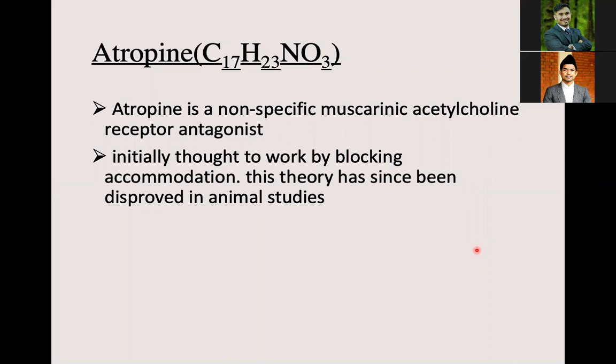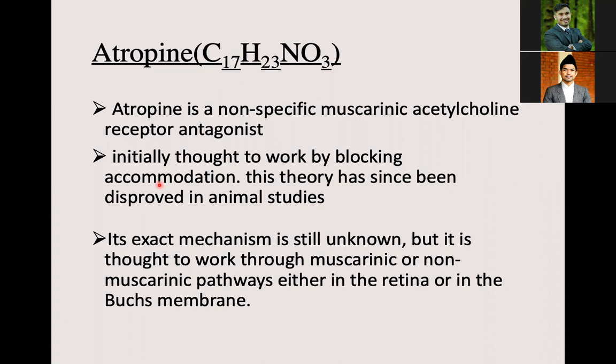Atropine is a non-specific muscarinic acetylcholine receptor antagonist, initially thought to work by blocking accommodation. Some years ago, 2-3 years before, it was thought that atropine works by preventing accommodation. But this theory has been disproved in animal studies. Accommodation has no role in the control of myopia with atropine. Its exact mechanism is still unknown, but it is thought to work through muscarinic or non-muscarinic pathways, either in the retina or in Bruch's membrane.